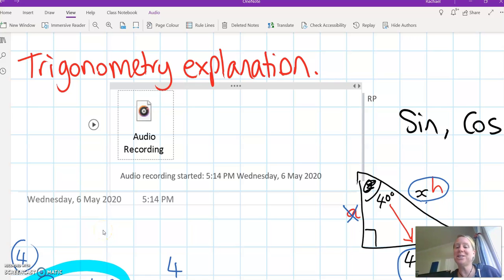Right, so this is the super speedy explanation on how to do trig. We're talking right angle triangles, and how to use sine, cos, and tan.